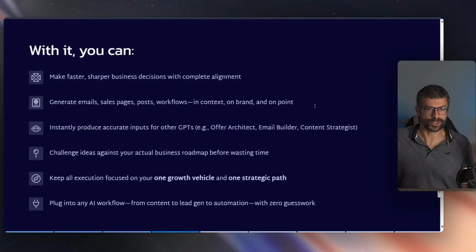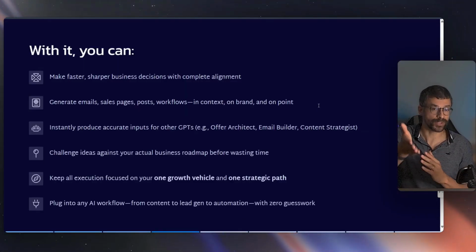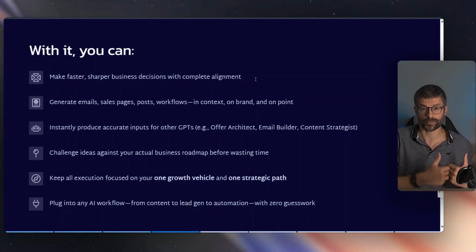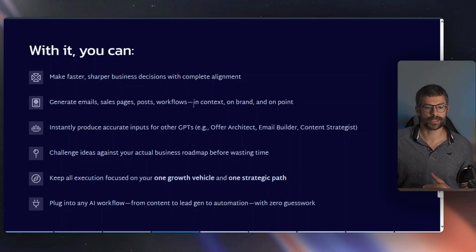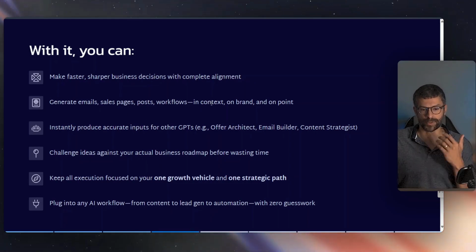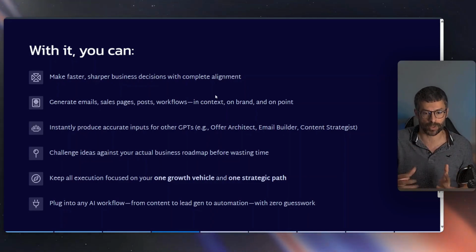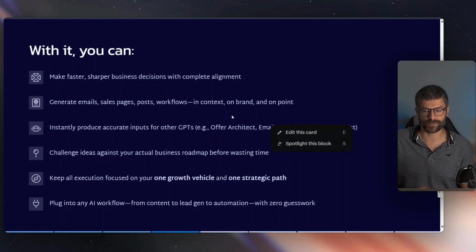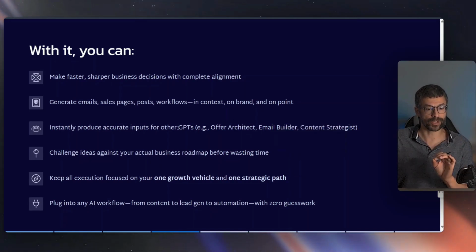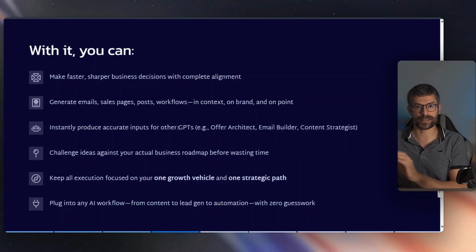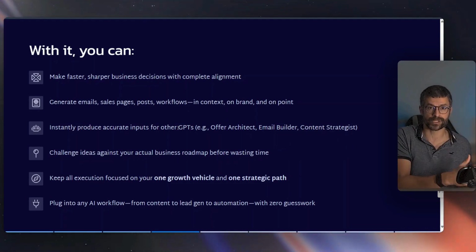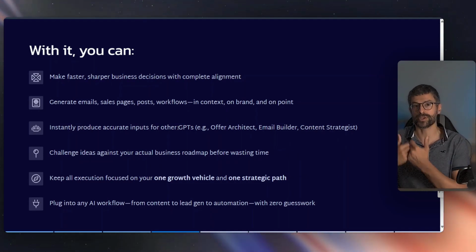So what I usually do with this AI growth engine, and what you can do as well if you have yours, is make faster, sharper business decisions in complete alignment with the core elements of your business. You can, of course, generate emails, sales pages, posts, content, workflows, etc., with the context of your brand, your positioning, your offer, your company, your business. You can instantly produce accurate inputs for other GPTs, and that's a very valuable feature. If you're working with AI-powered systems or custom GPTs or AI assistants, you need very accurate inputs, and the AI growth engine helps you create these inputs for your AI-powered systems.